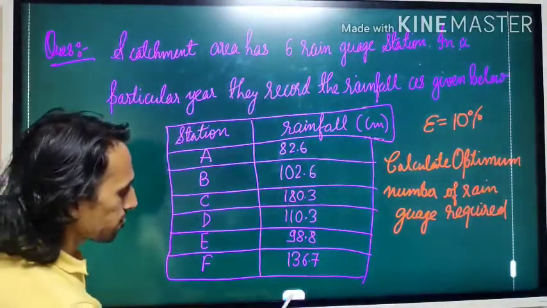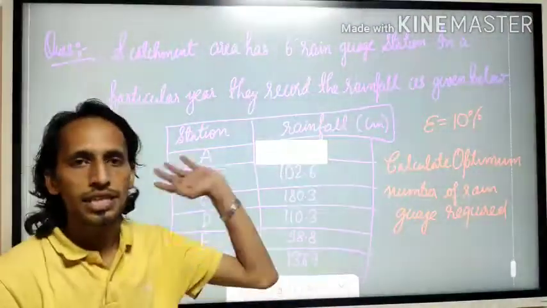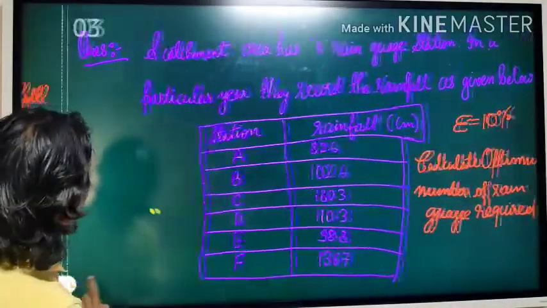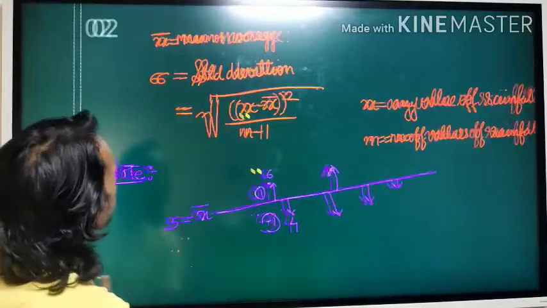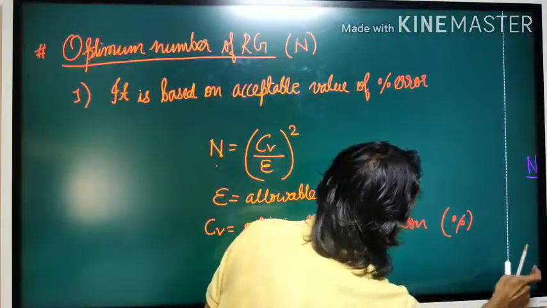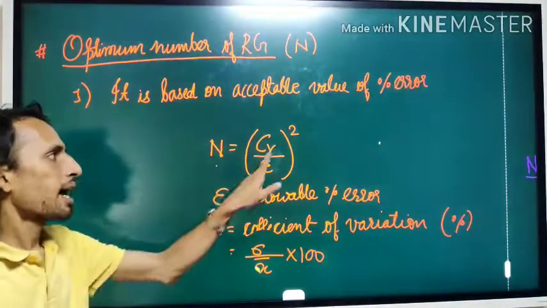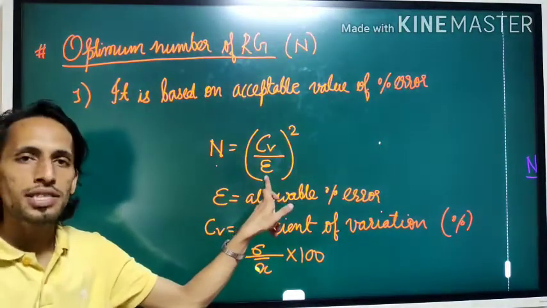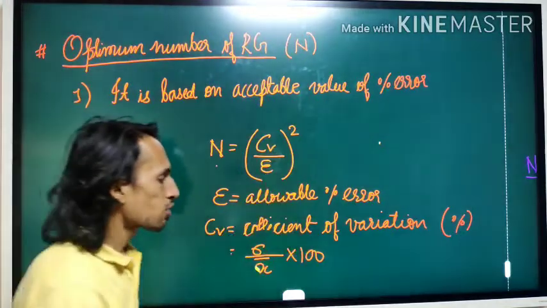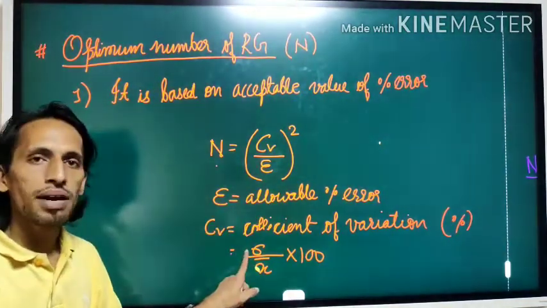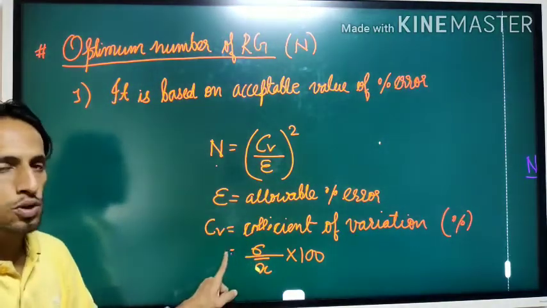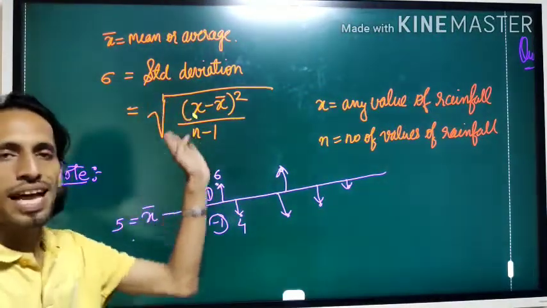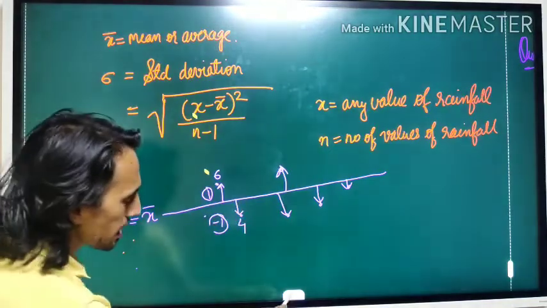Okay, so to answer this, let's see what we have. So optimum number of RHRM gauges अगर आपको निकालने हैं तो पहले आपको CV निकालना पड़ेगा और आपको एप्सिलॉन चाहिए. तो एप्सिलॉन आपको पता है 10% है, आपको CV नहीं पता है. तो CV निकालने के लिए आपको क्या चाहिए, सिग्मा चाहिए और x बार चाहिए. आपको दोनों नहीं पता है, दोनों आपको कैलकुलेट करना पड़ेगा. फिर इस तरीके से आपको कैलकुलेट करना है, फॉर्मूला ये है. सो लेट्स स्टार्ट सॉल्विंग.